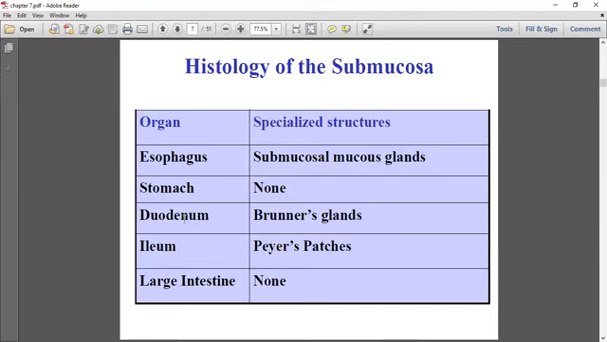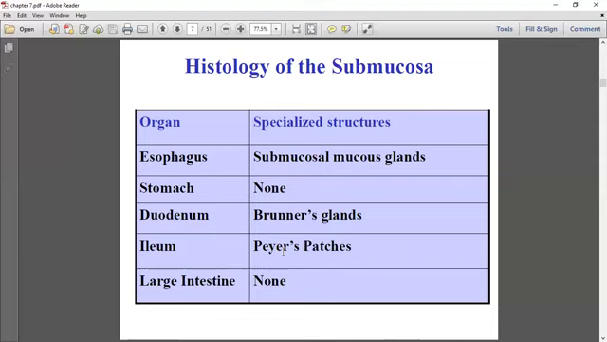The duodenum, the submucosa, contains a specific structure called duodenal gland or Brunner's gland, which is multicellular. The cells are alveolar or acinous in shape. Brunner gland secretes mucus or mucin, and it is a specific structure within the submucosa of the duodenum.